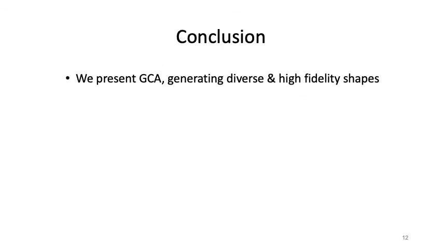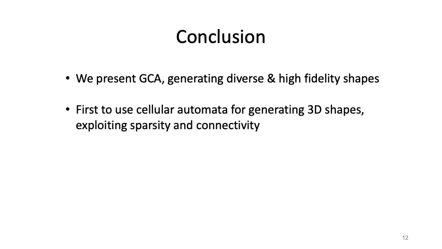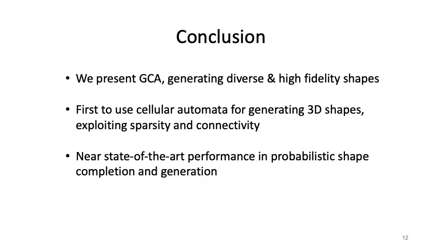To conclude, we present GCA able to generate diverse and high-fidelity shapes. We are the first to practically use cellular automata for generating 3D shapes exploiting sparsity and connectivity. GCA is able to generate near state-of-the-art performance in probabilistic shape completion and generation.